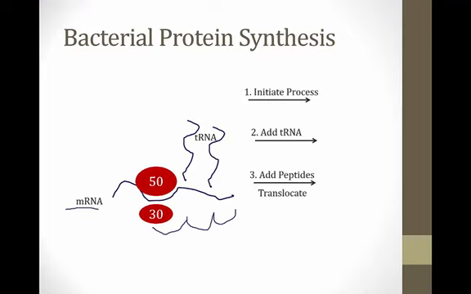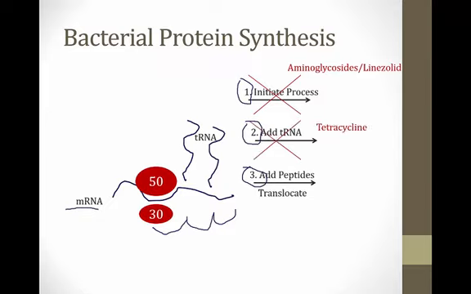So basically, you can break this process down into three steps. It needs to be initiated, the tRNA has to be added, and then you have to add peptides and translocate. And the different protein synthesis inhibitor antibiotics are going to work on one of these three steps. The antibiotics that work on the initiation process are the aminoglycosides and linezolid. They block that process. Tetracyclines block the addition of tRNA. And then finally, there are three types of drugs that block the addition of peptides and translocation. That's chloramphenicol, the macrolides, and clindamycin.